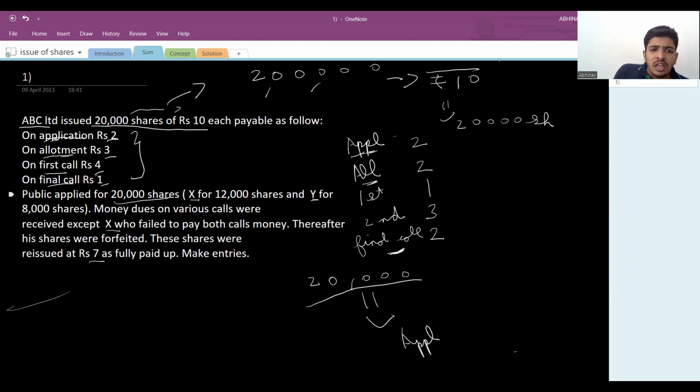Now, there may be hundreds of people who want to buy. So, from the public, here it says only X and Y are applying. There may be hundreds of people, but in this question, for complete conceptual clarity, I'm telling only two people from the public are applying. Out of the two people, X is applying for 12,000 shares and Y is applying for 8,000 shares. Nobody else has applied. So, 12,000 plus 8,000, 20,000 shares. So, X and Y in total applied for 20,000 shares. This is this part. Now, next part.